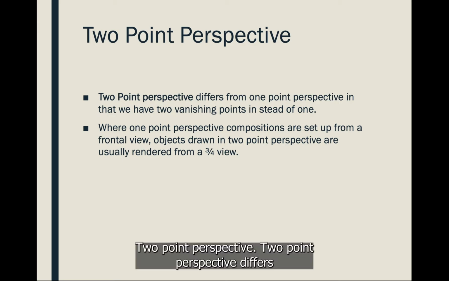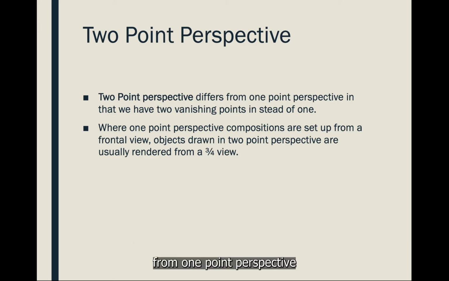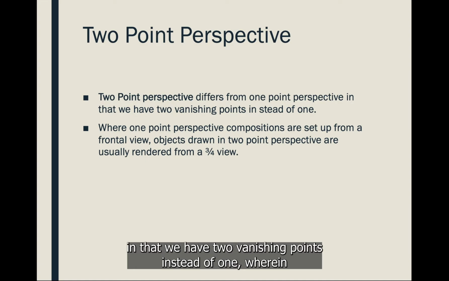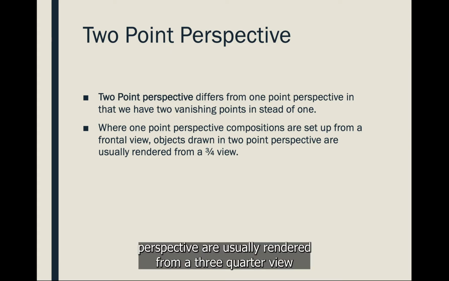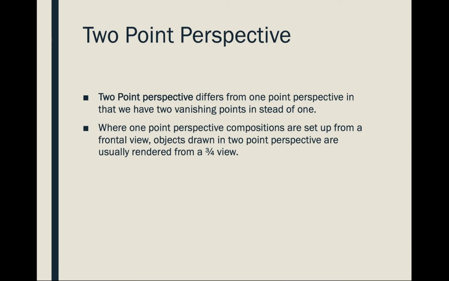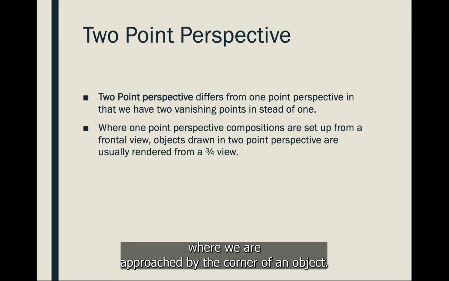2 point perspective. 2 point perspective differs from 1 point perspective in that we have 2 vanishing points instead of 1. Where in 1 point perspective compositions are set up from a frontal view, objects drawn in 2 point perspective are usually rendered from a 3/4 view where we are approached by the corner of an object.